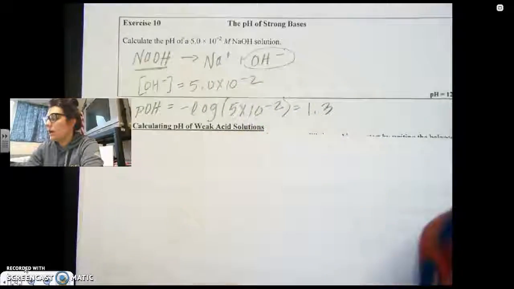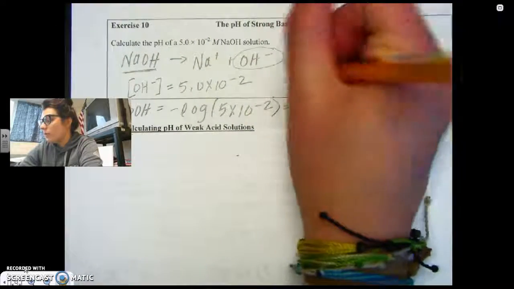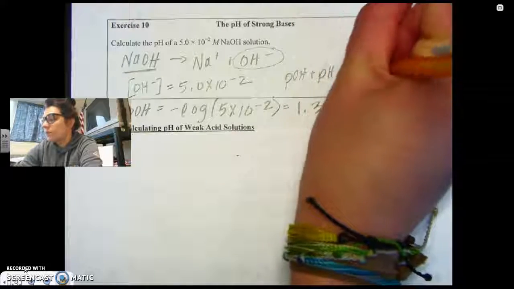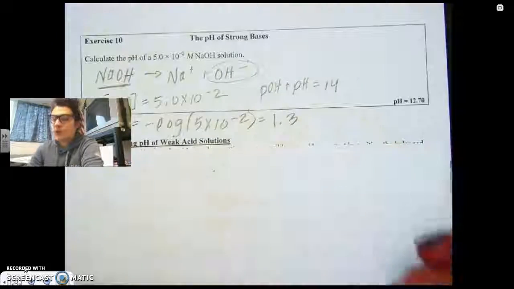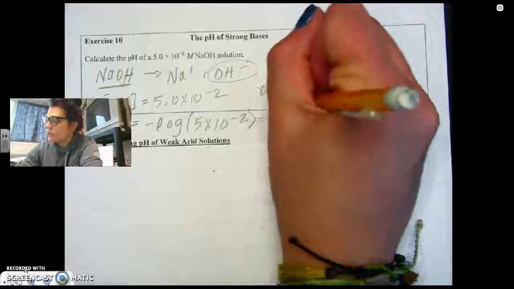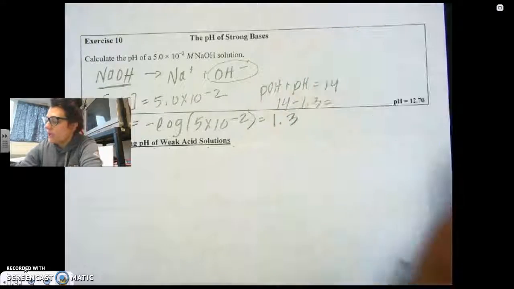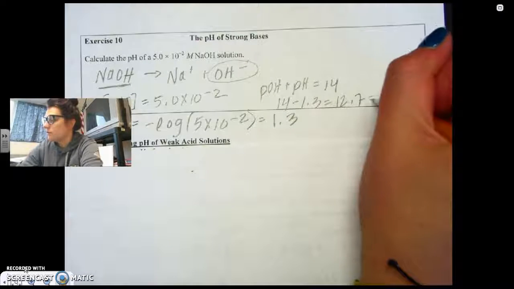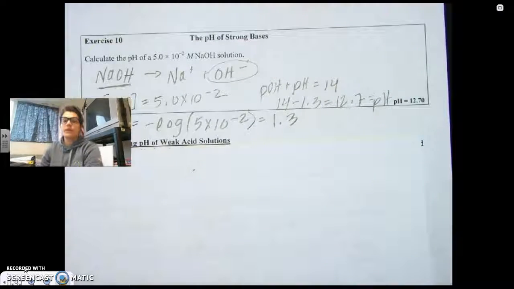So now I have to subtract that from 14. pOH plus pH is equal to 14. So then to solve for this, I'm going to do 14 minus 1.3, and I get 12.7, and that's my pH. And that's it.